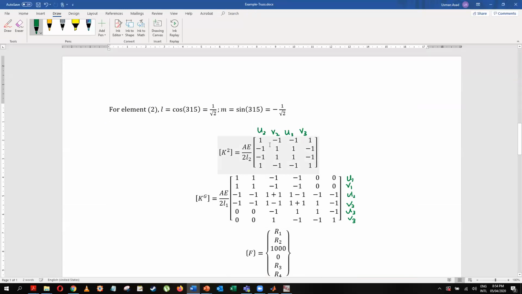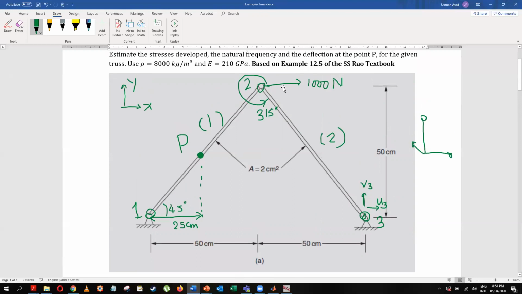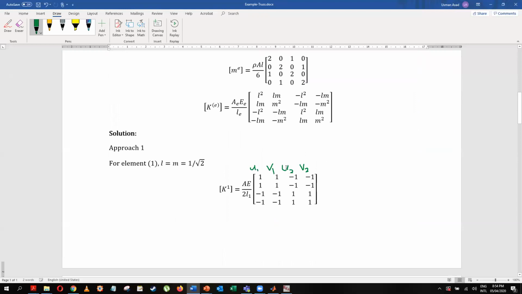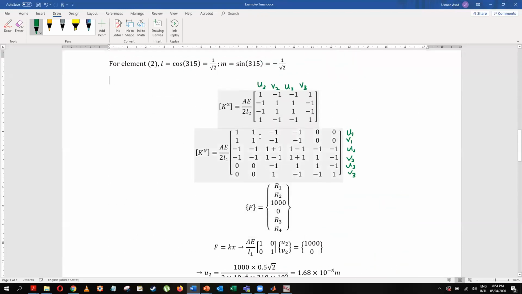Okay, so next up we have to assemble the entire thing, which is not entirely all that necessary, considering that our boundary conditions suggest that u1 v1 and u3 v3 are all going to be 0. So the only things that we need to look at are v2 and u2, and everything else, really, there's no real need to even compile it.